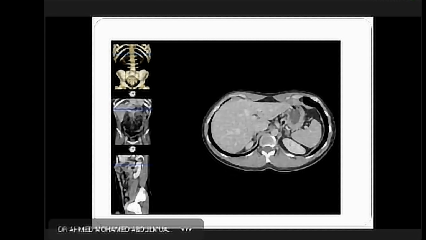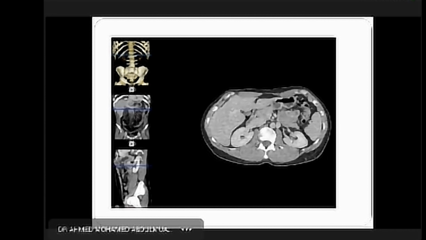So you can see this normal liver with contrast enhanced CT abdomen. You can see the normal enhancement of the liver with the IVC, and this is the aorta, and this is the start of the right kidney, and this is the start of the left kidney, and this is the spleen, and this is a part of the stomach here. So when we go down, we can see the hilum of both kidneys.